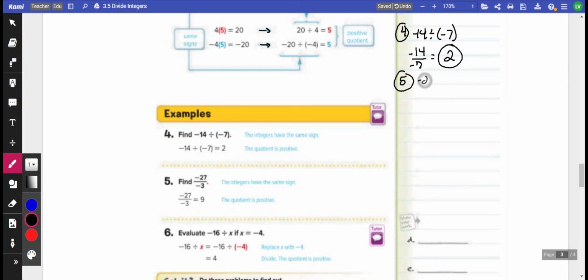Number 5, negative 27 divided by negative 3. Well, 27 divided by 3 is going to give me 9. A negative divided by a negative is a positive, so my answer is 9.